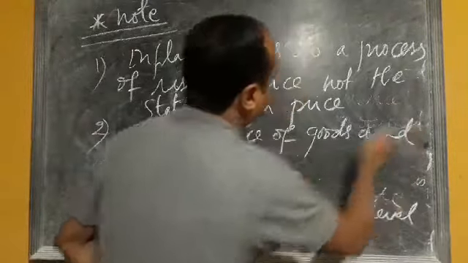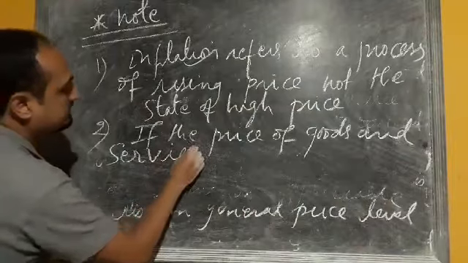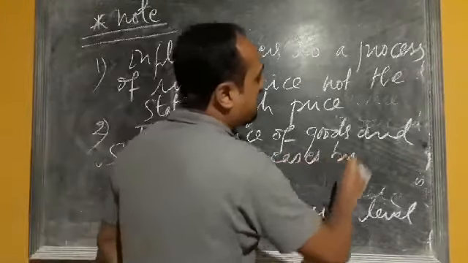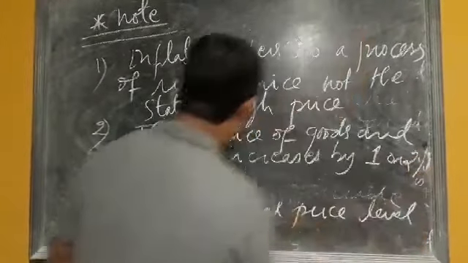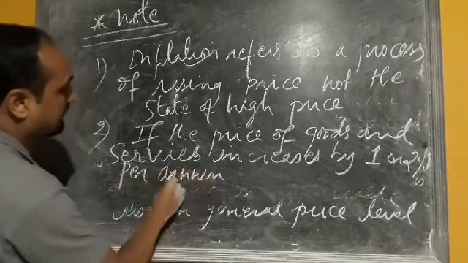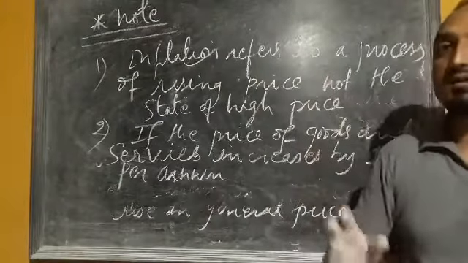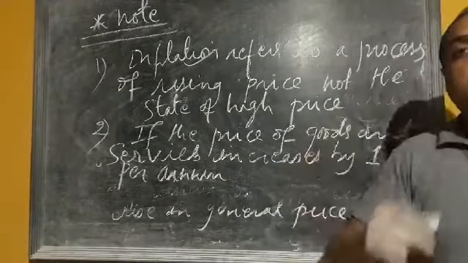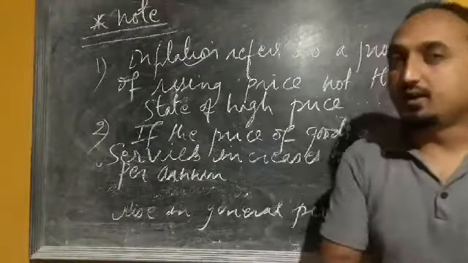Now the second point: if the price of goods and services increases by only 1 or 2% per annum, that is, per year, then that concept cannot be considered as inflation.